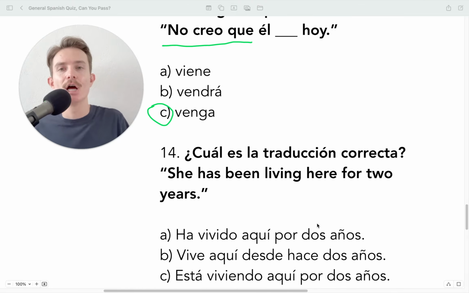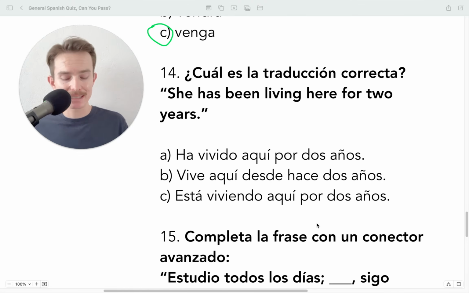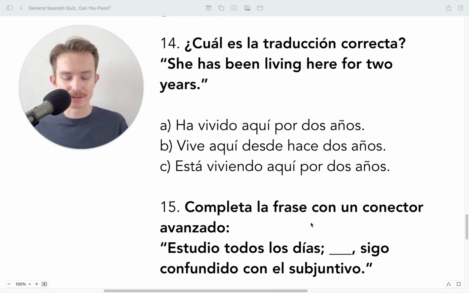Okay? Número 14. ¿Cuál es la traducción correcta? She has been living here for 2 years. ¿Ha vivido aquí por 2 años? ¿Vive aquí desde hace 2 años? Or está viviendo aquí por 2 años. In this case, it's going to be vive aquí desde hace 2 años.